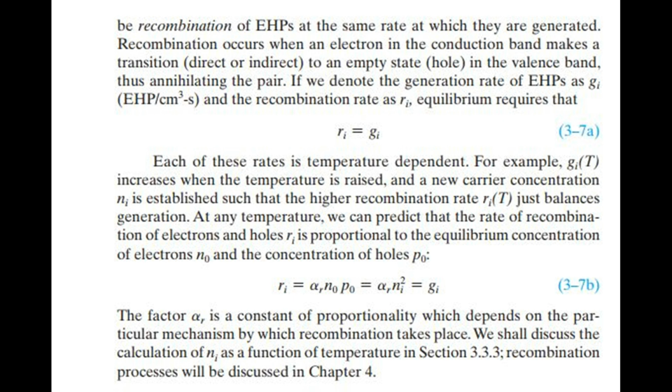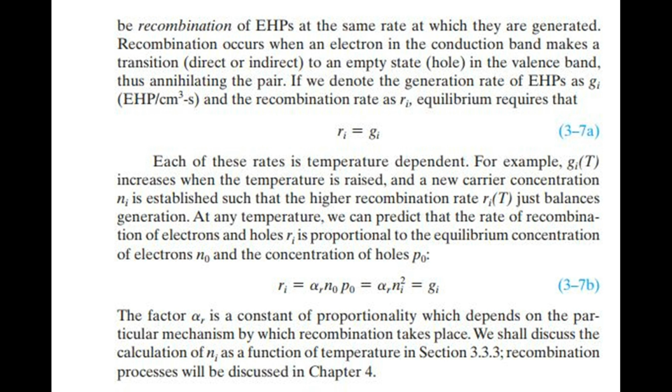At any temperature, we can predict that the rate of recombination of electrons and holes Ri is proportional to the equilibrium concentration of electrons n0 and the concentration of holes p0. The factor αr is a constant of proportionality which depends on the particular mechanism by which recombination takes place. We shall discuss the calculation of ni as a function of temperature in Section 3.3.3. Recombination processes will be discussed in Chapter 4.